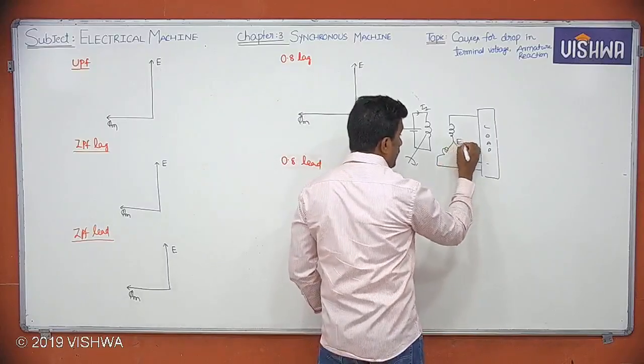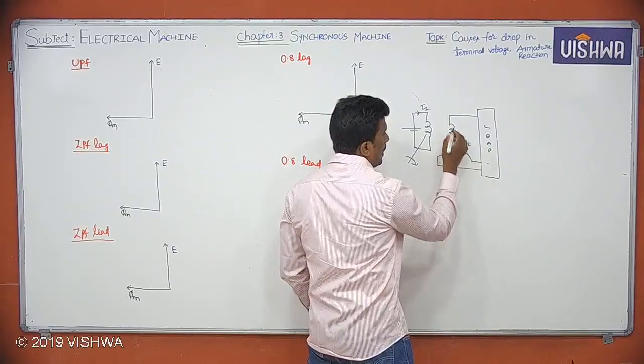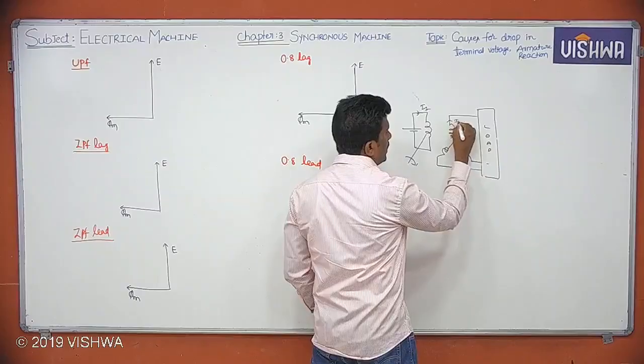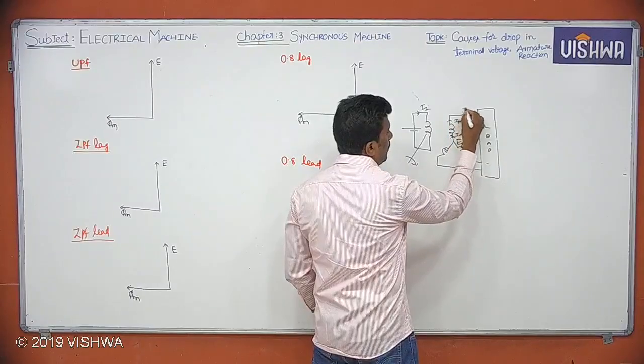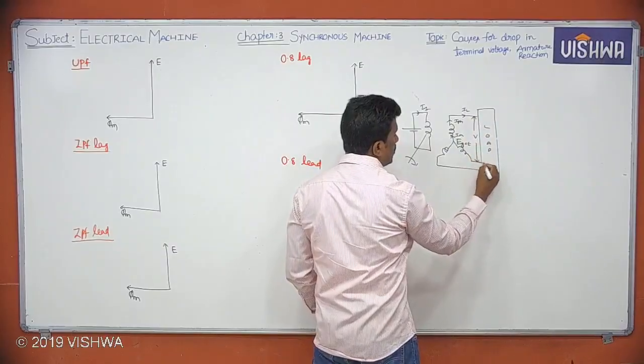So EMF can be called as EZ, or this EZ equals E, you can call it as. And armature current can be taken as IA value. This is the phase current. This is the load current IL value. And this voltage can be called as load voltage.